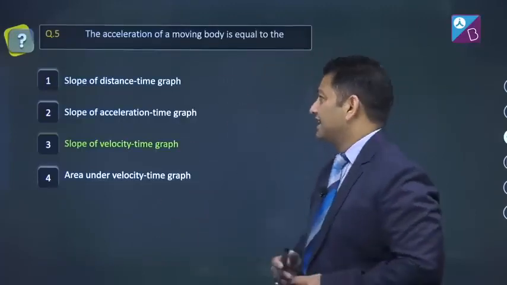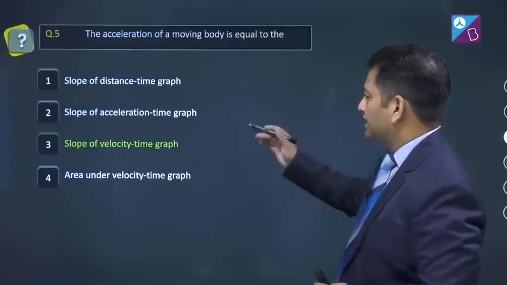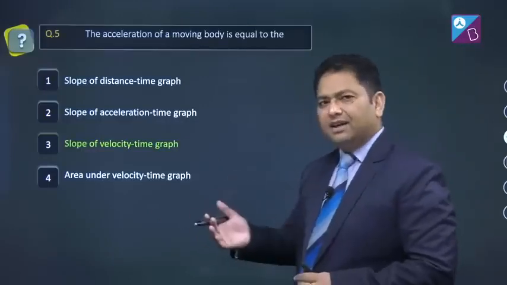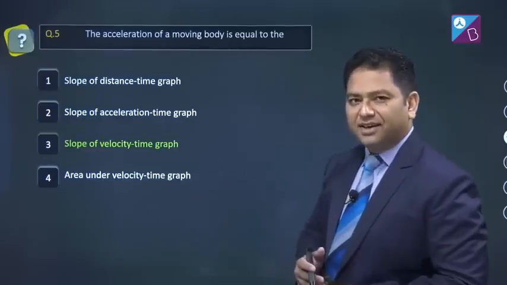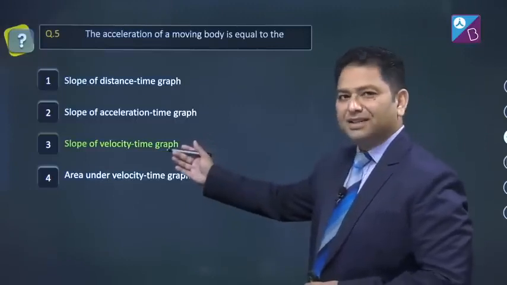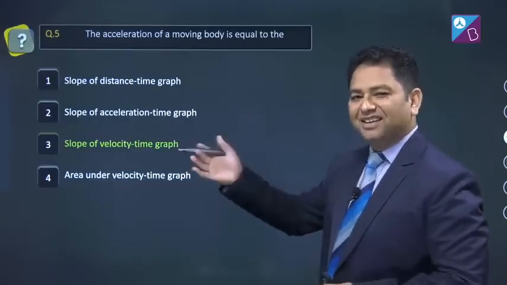Now what does it say? The acceleration of a moving body is equal to. By the way, let's write the definition of acceleration. सही option तो है आपके सामने, but how did it come? Let's try to see.